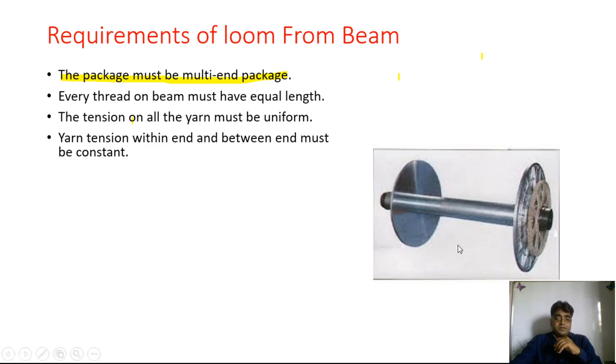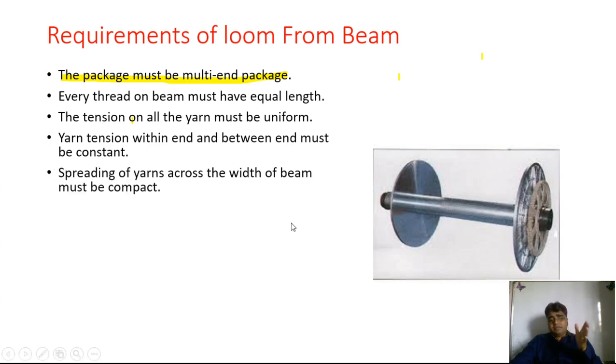Okay, now another thing: spreading of yarn across the width of the beam must be compact in nature. So definitely we are going to lay some yarns over the beam surface. This spreading of yarns must be very compact in nature across the width from this flange to this flange. This is our flange width. So this must be very compact in nature.